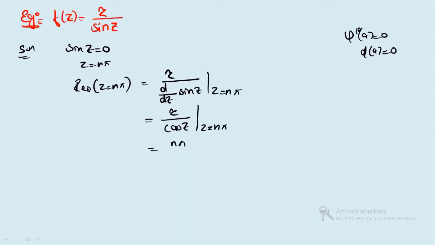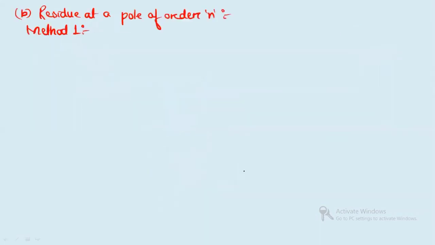So finally, you can write n pi by cos n pi. What you know, cos n pi is equal to minus 1 to the power n. This will be n pi. So this is the residue. Clear? So this is very easy. There is no tough calculation. You have to just see how you can find the pole and the method. Clear? Now you see the next one.